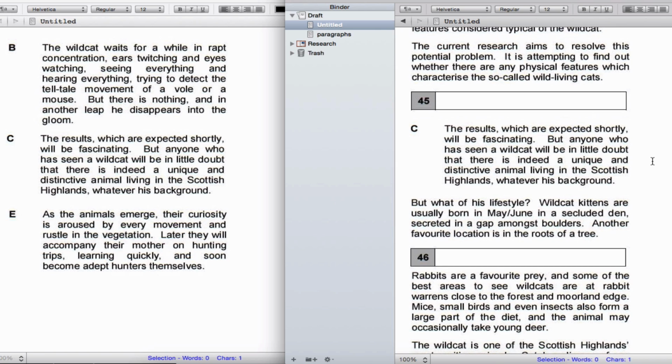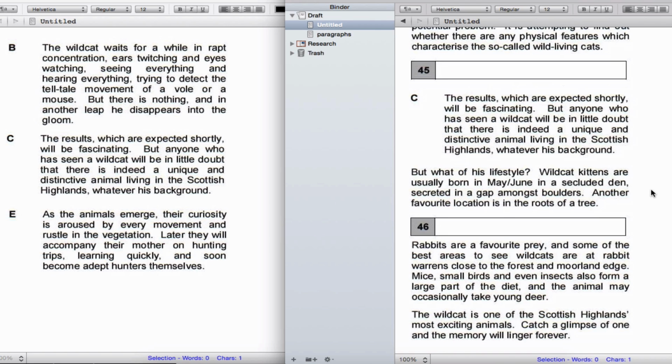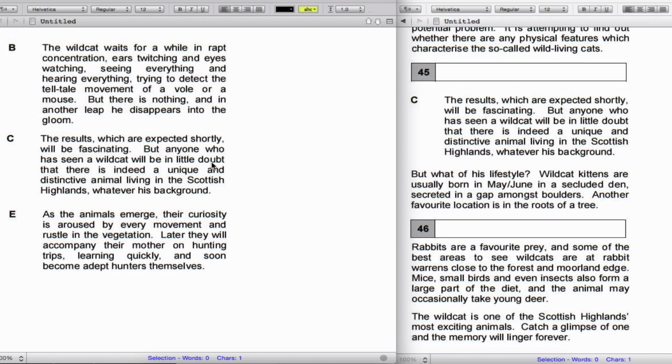I'm less sure about this thing. What of his lifestyle? Well, here we have the wildcat. Anyone who has seen a wildcat will be in little doubt whatever his background. So now the text is calling the wildcat a he by saying his background. And then what of his lifestyle? Okay, done.